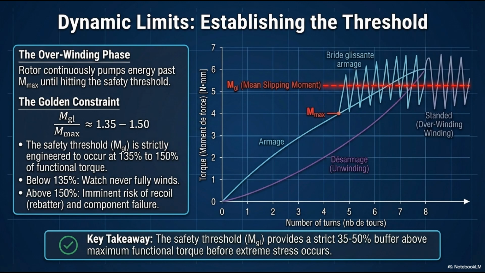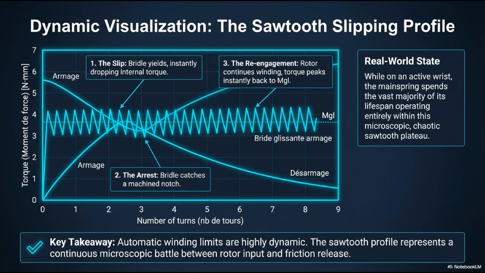Why this specific window? If the bridle slips below 135%, the slip is too eager. The watch constantly vents energy and never fully winds, resulting in a low power reserve. If the bridle is too stiff and slips above 150%, the internal tension is too high. The massive torque causes the balance wheel to suffer from imminent risk of recoil, knocking, and eventual component failure. The safety threshold provides a strict 35 to 50% buffer above maximum functional torque to absorb shocks before extreme stress destroys the movement. Let's zoom in on that overwinding phase to see exactly what is happening inside the barrel.